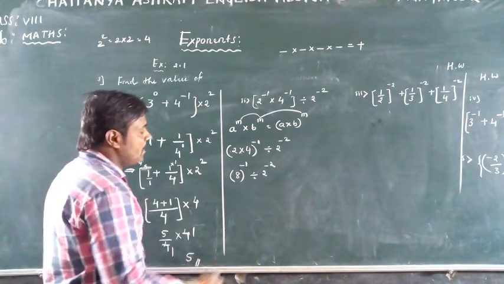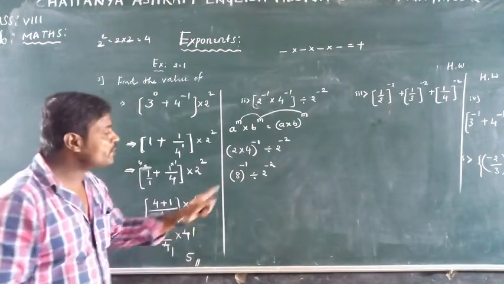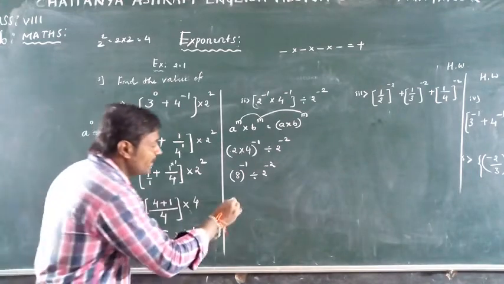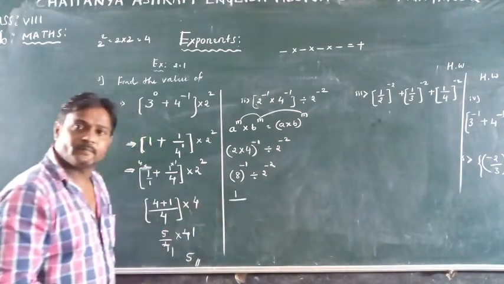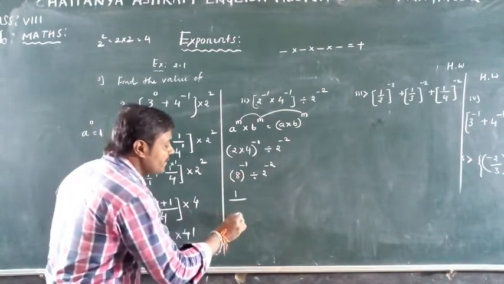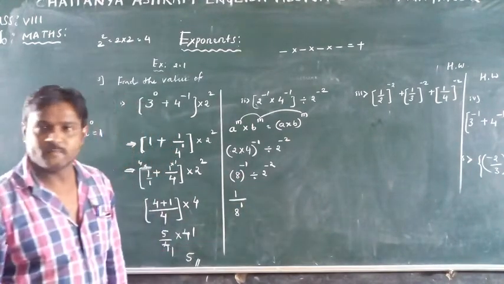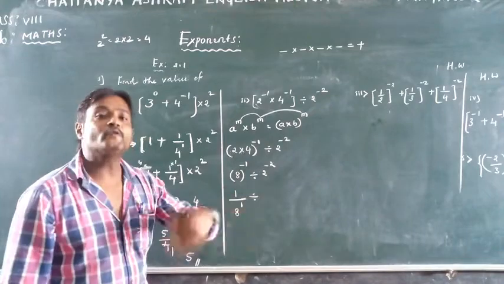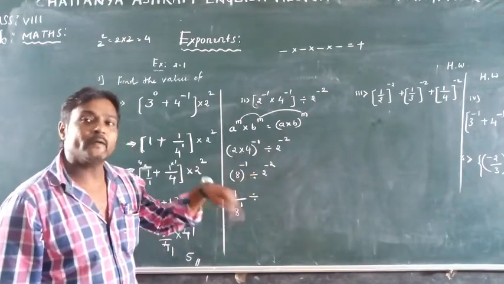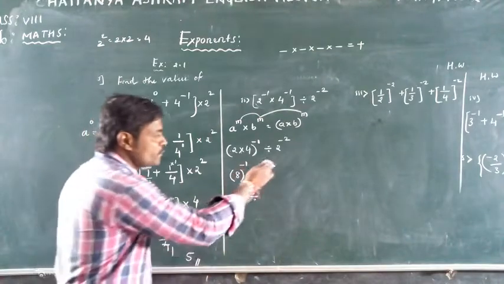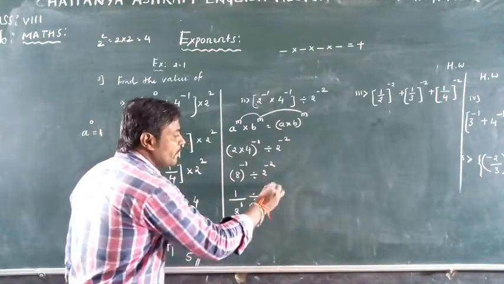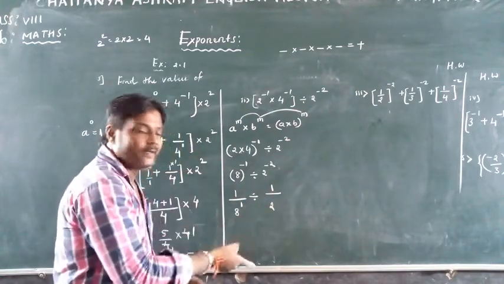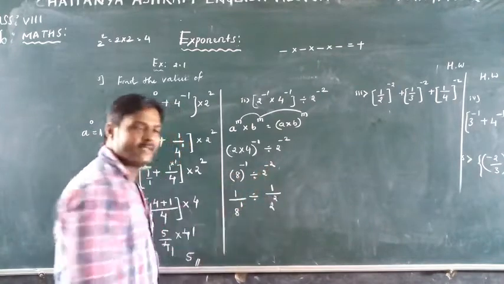Then divide. Convert 8 raised to the power minus 1 into a positive exponent. Make a fraction, write 1 in the numerator, and write this whole exponent in the denominator with positive power. Divided by: convert this exponent also into a positive exponent, because it is a negative exponent now. Make a fraction, write 1 in the numerator, and this whole exponent in the denominator with positive power. Minus 2 becomes plus 2.